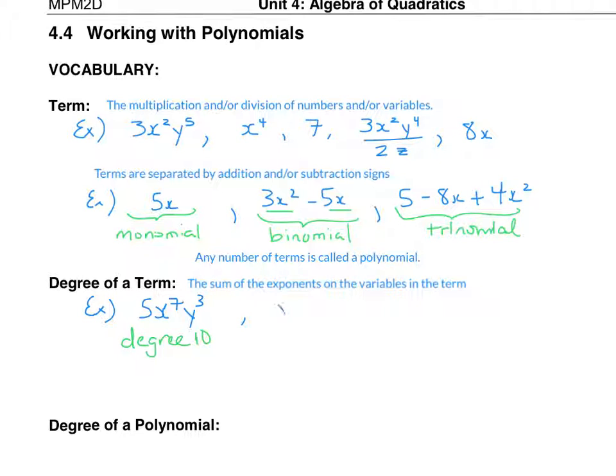We could have just x, and we know that when there's no exponent written, the exponent's assumed to be a 1, so that is degree 1. And if we have, let's say we had an 8, so this time I have no variable. It actually is a degree of 0. This is actually a degree of 0 because you technically could have an x to the exponent of 0. X to the exponent of 0, that really is equal to 1, and 8 times 1 is really back to 8. So that is a degree of 0.